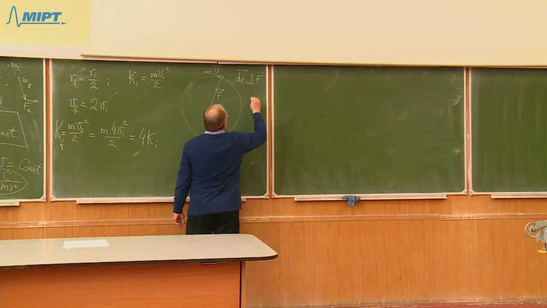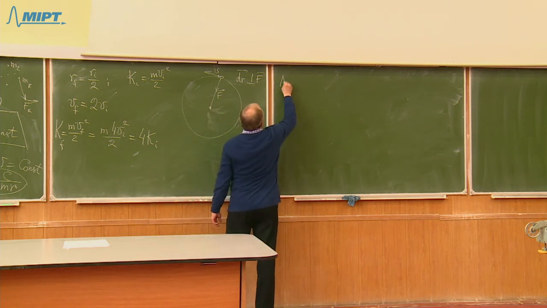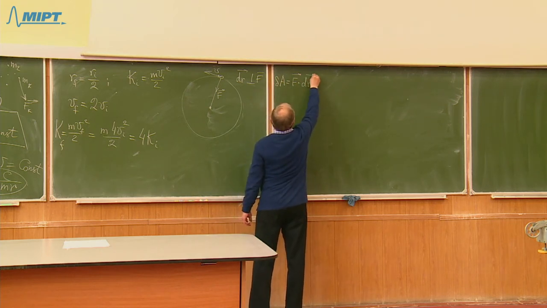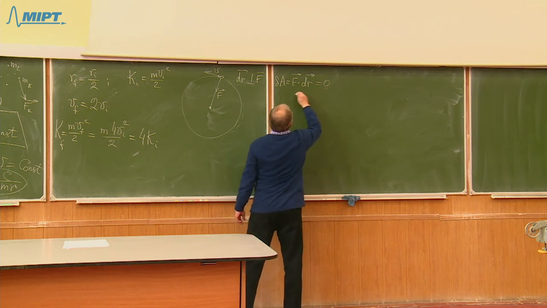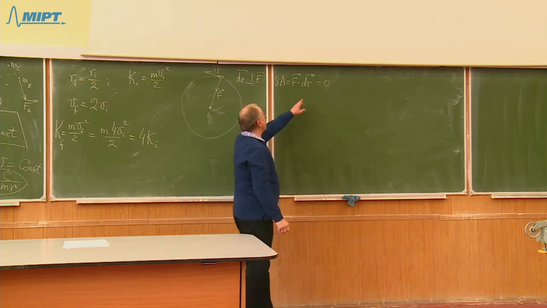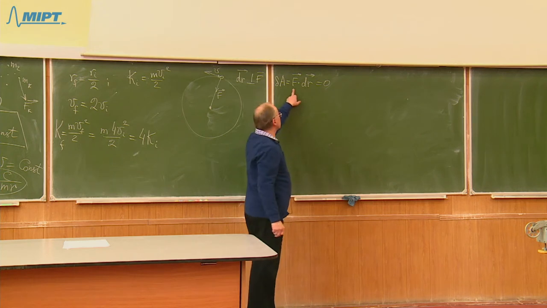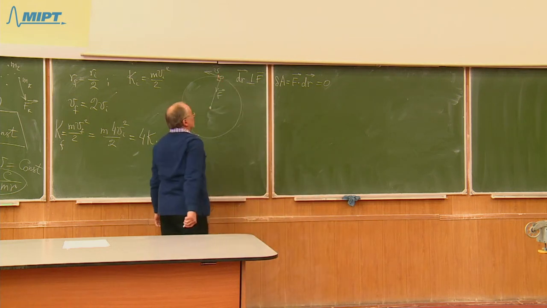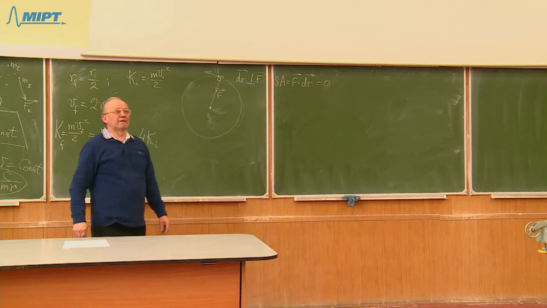to the force. And therefore, the work performed on a small displacement, which is a scalar product of force and displacement, will be zero if the displacement is perpendicular to the force, because the scalar product includes the cosine of the angle between force and displacement.